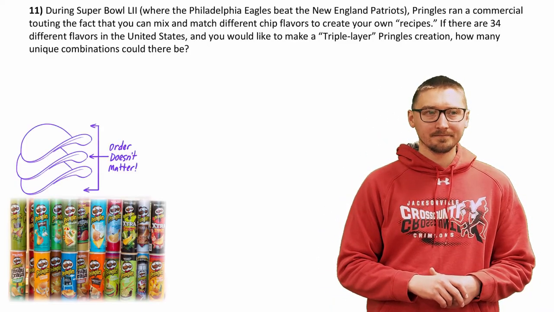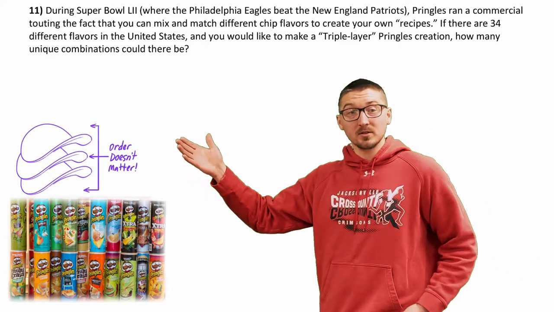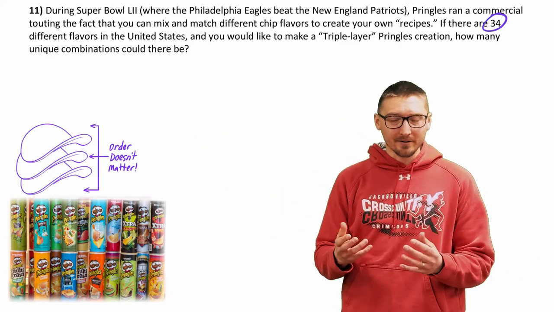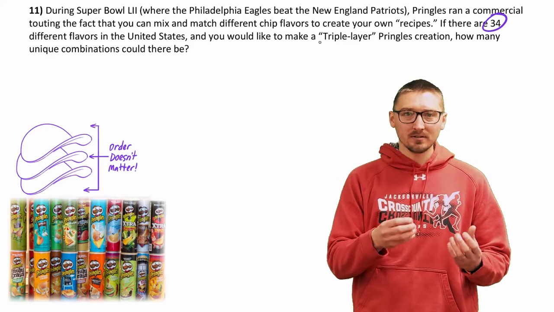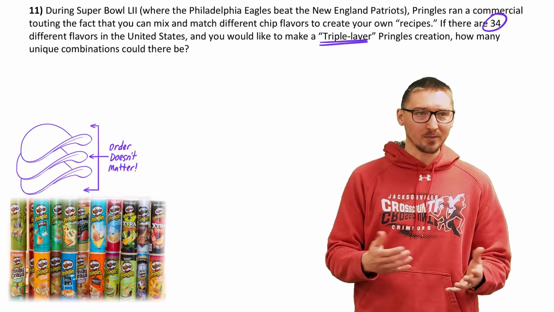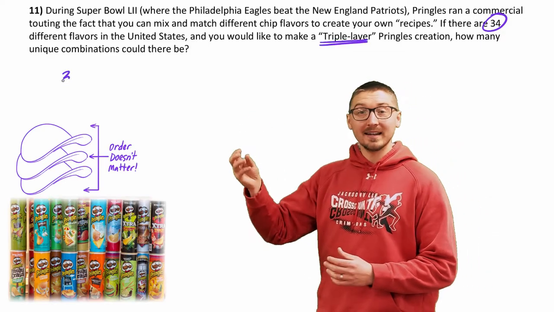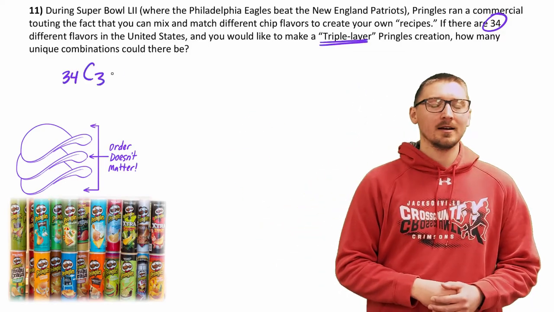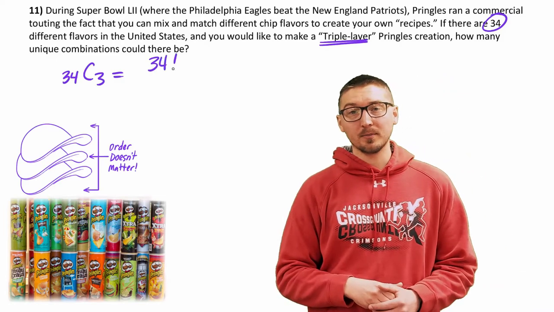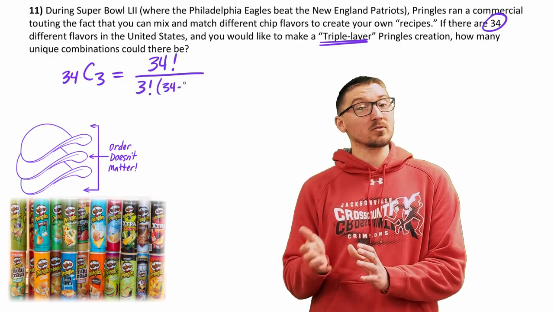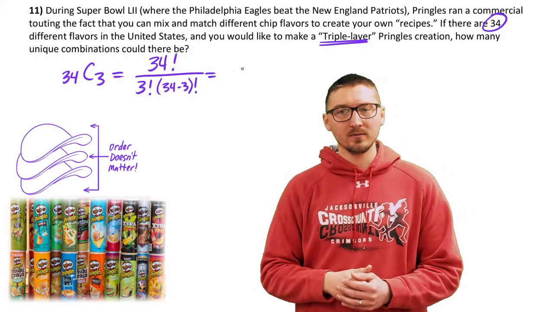combinations are there? So out of the 34 possibilities, the order of the Pringles doesn't matter because it's the same end creation in the end. You could maybe argue with me on that, but for the problem, it's a combination because the order doesn't matter, and we need three of them. It's a triple stacker. And so 34 factorial divided by 3 factorial, and then multiply that by 34 minus 3 factorial, which is 31 factorial.